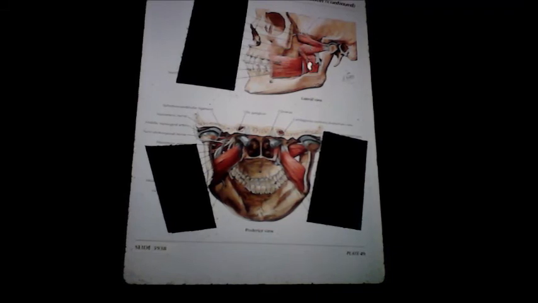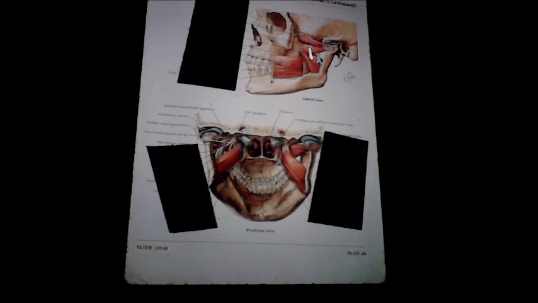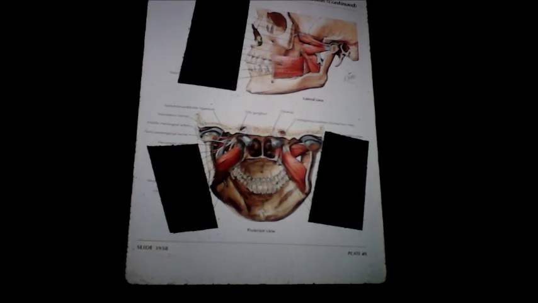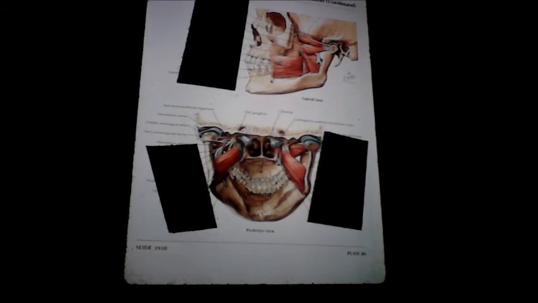So those are your pterygoids, the least known of the chewing muscles. Medial, lateral, and then the good old buccinators, facial muscles. Questions for chewing muscles? Chew that up pretty well.